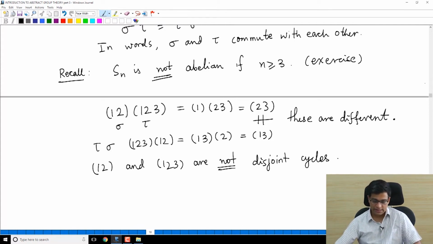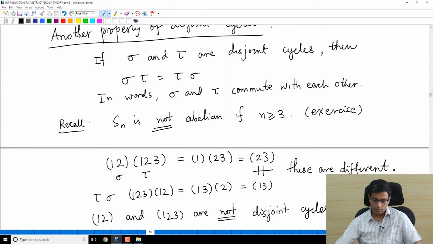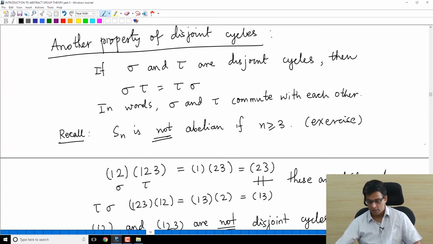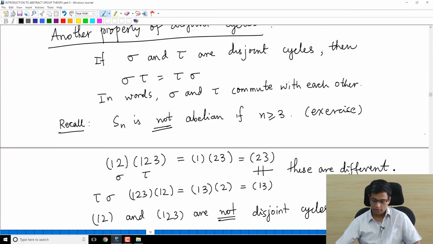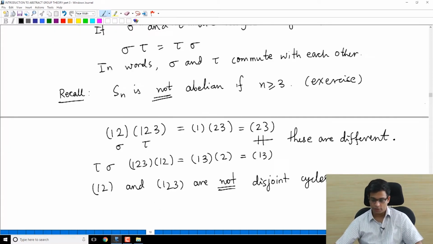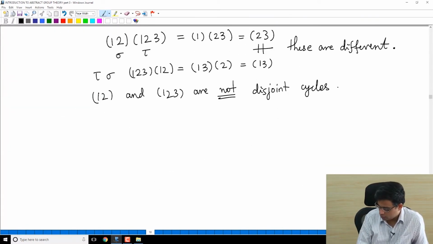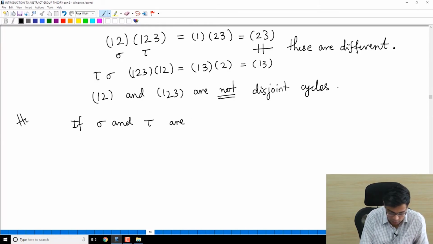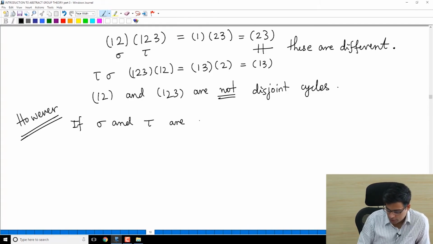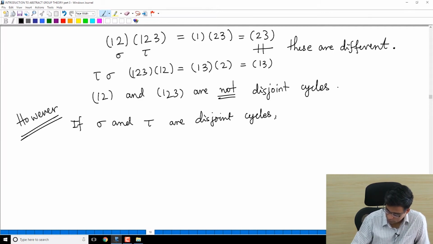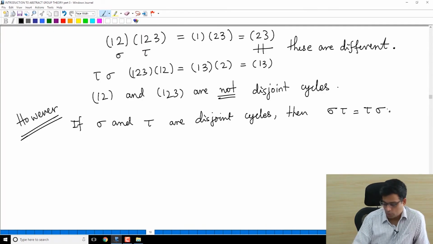However, if they do not have any common indices, we must have that they commute with each other. So now let me prove that if sigma and tau are disjoint cycles, then, in general they don't commute with each other, but if they are disjoint cycles, then sigma tau is tau sigma. So why is this?